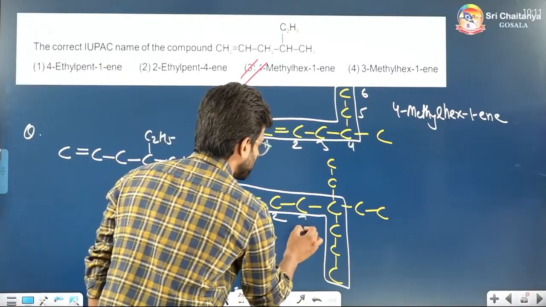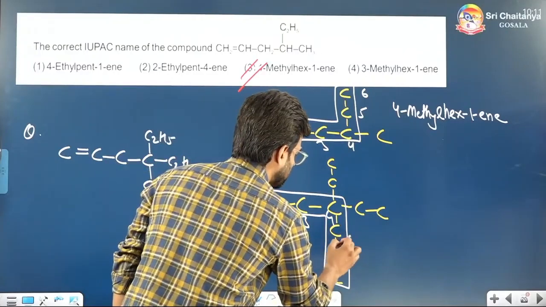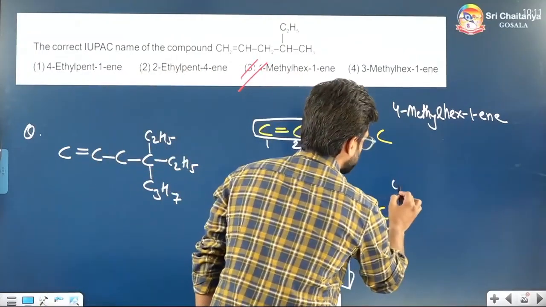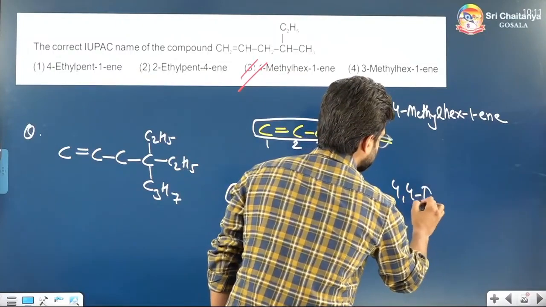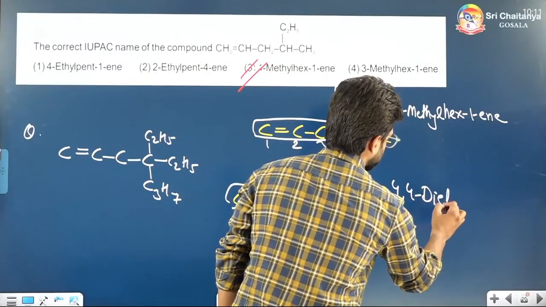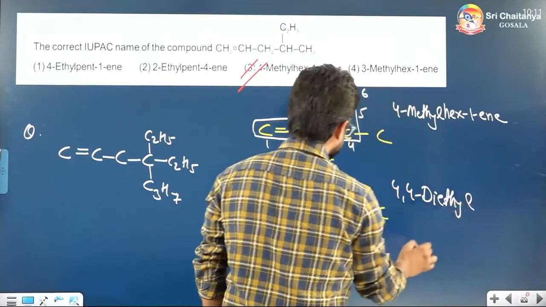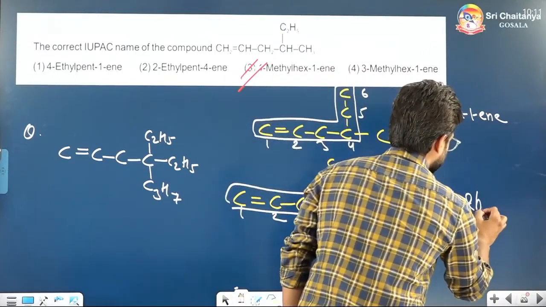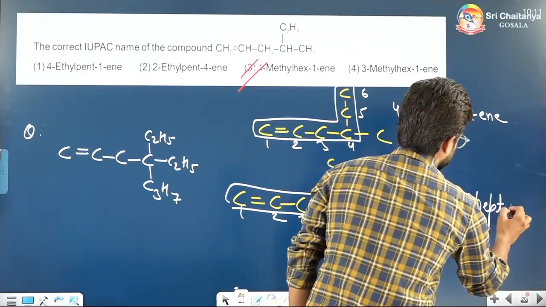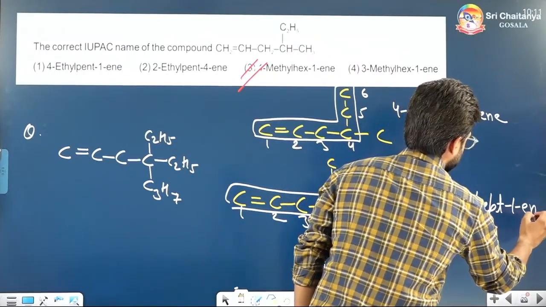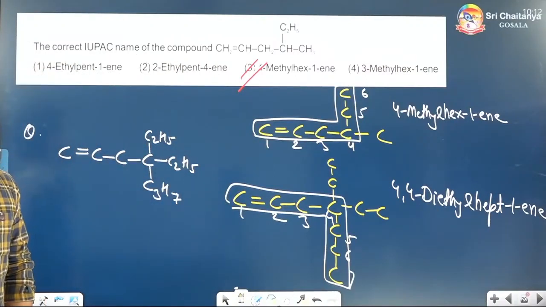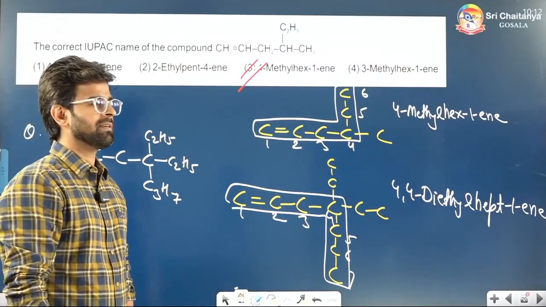1, 2, 3, 4, 5, 6, 7. At 4, what do we have? 4,4-diethyl. They are substituents, ethyl. And what is the name? Hept-1-ene. Yes, everyone? Right, very good.